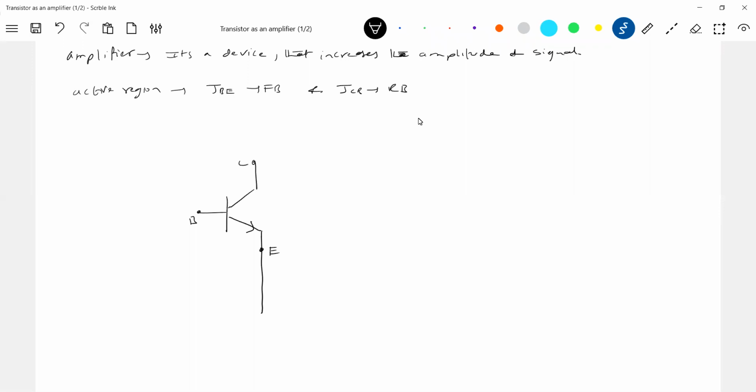Now, what is the type of transistor I picked up? PNP, or NPN, sorry. NPN transistor. Then the base emitter should be forward bias. To forward bias, what all I needed? So I'm going for constructing of circuit. A battery, RB, then a cell.